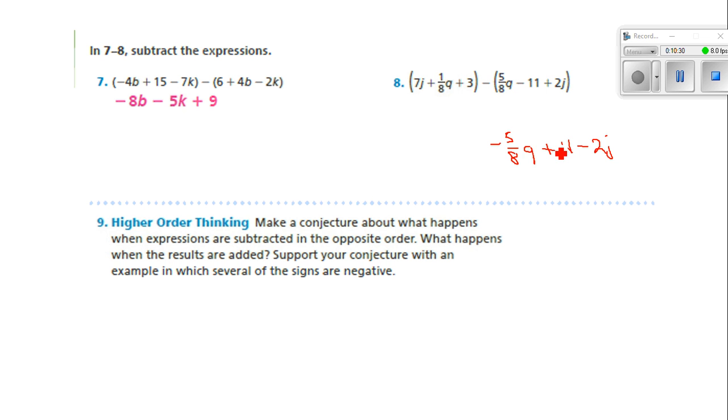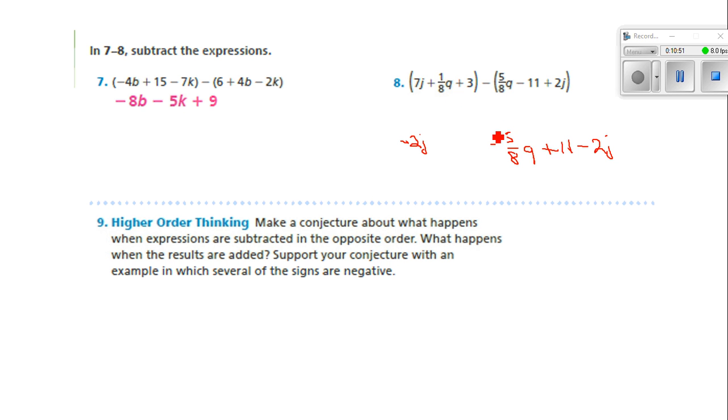And now we're taking all of this and putting it under all this, but we're rearranging everything to match. This is a negative 2j, so this would be negative 2j underneath the 7j. Then this is going to be 1/8 q. This is 5/8 q.